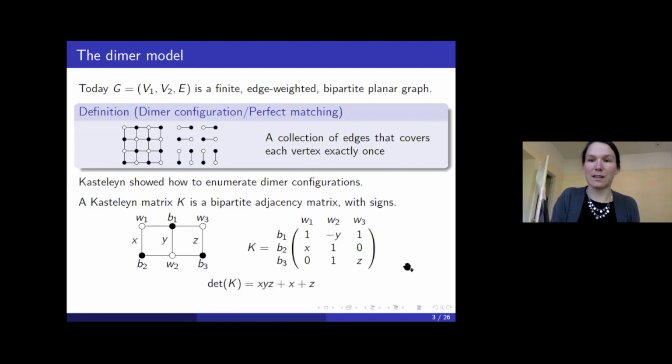What Kasteleyn proved is that you can choose the signs of the matrix entries in such a way that the determinant of the matrix is the sum of the weights of the perfect matchings of the graph, where the weight of a matching is the product of its edge weights. So this example has three perfect matchings, the three vertical edges x, y, and z, the vertical edge x and these two horizontal edges, and the vertical edge c and these two horizontal edges. And sure enough, the determinant of this matrix is that sum. Great.